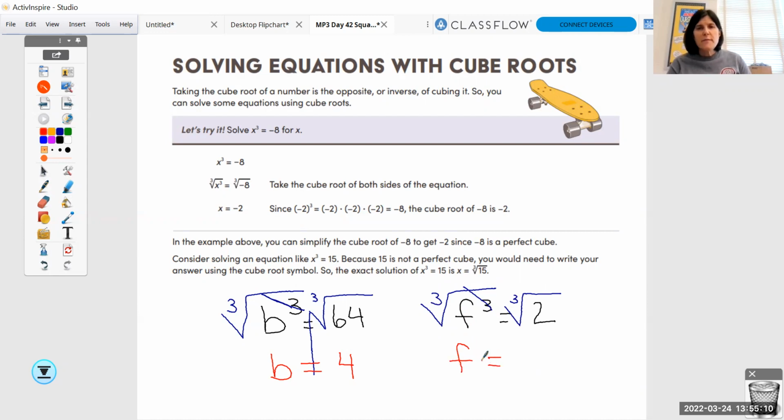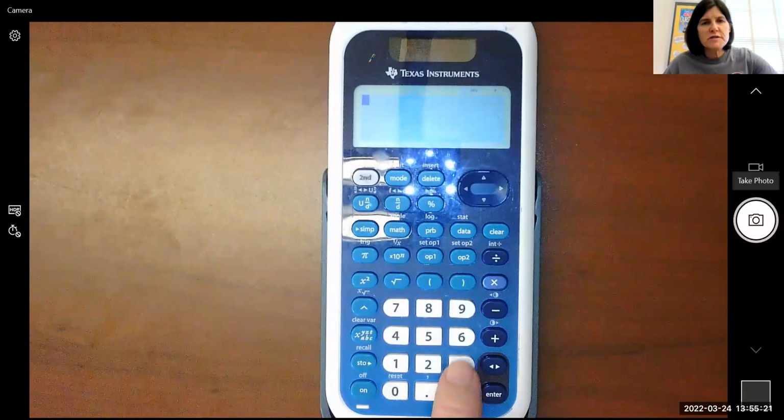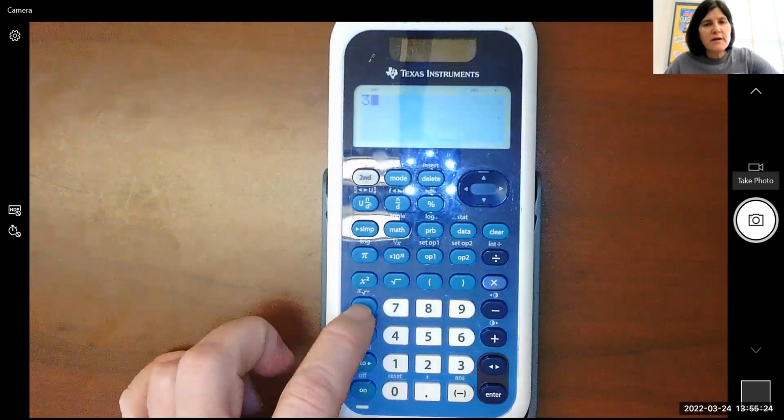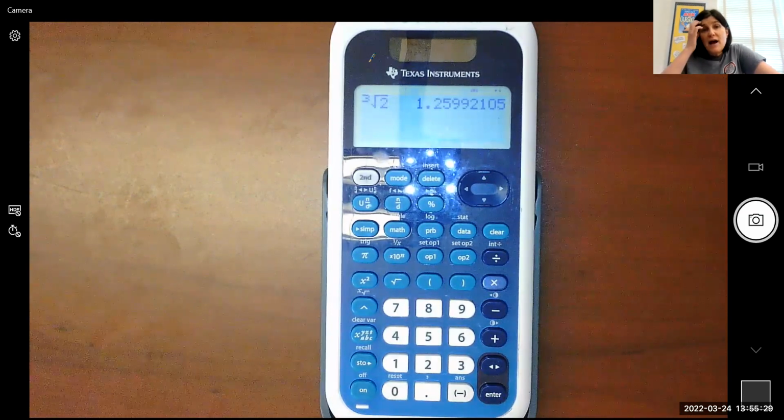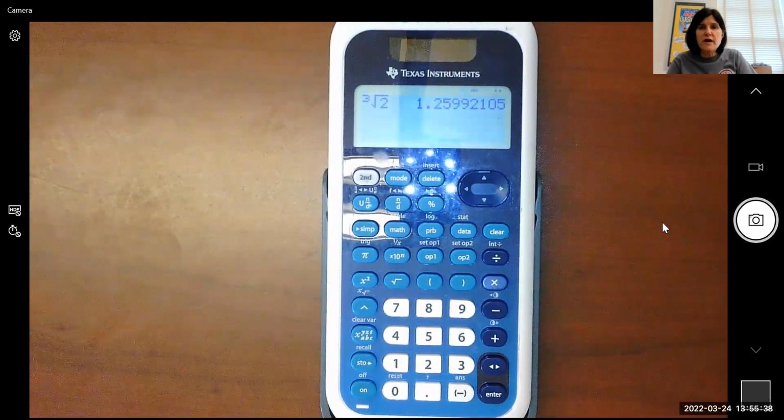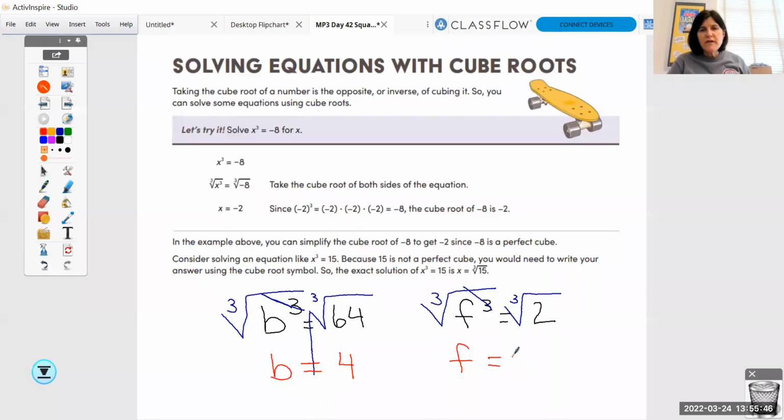f equals, I'm going to go back to my calculator. So I want us to see this. And so remember, we do the 3 first, we do the second, and we come down here, and then 2, and I hit enter. And now I get a number again that goes on and on forever and never stops, right? Like this is an irrational number, can't be written as a fraction. So I'm going to leave my answer in cube root or radical form. So the final answer is just going to be the cube root of 2.